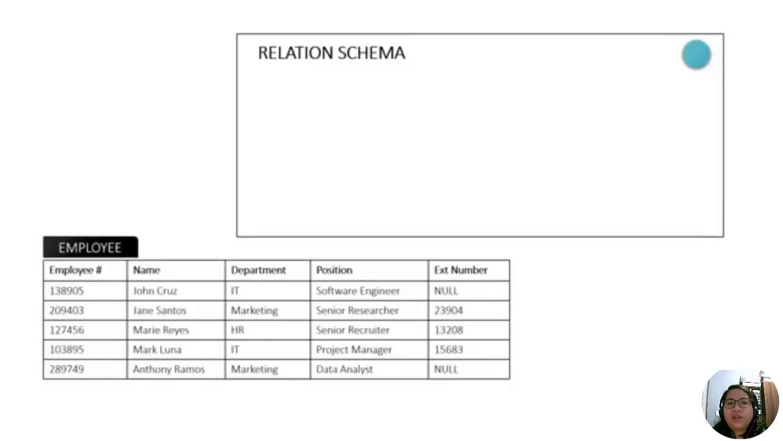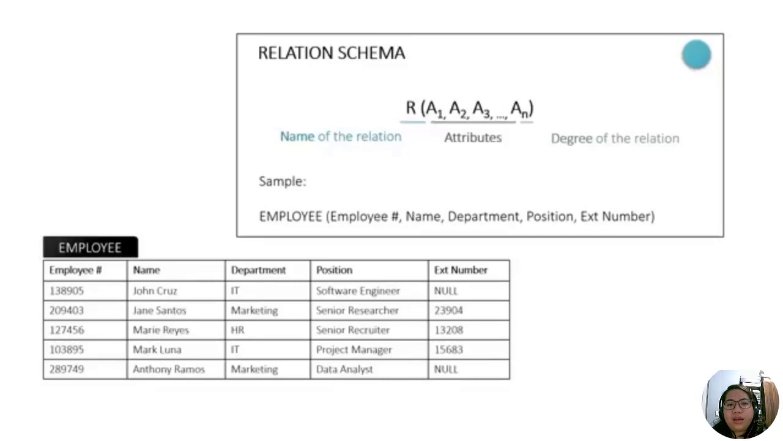Next, we have the relation schema, which is used to describe a relation. A relation schema R, denoted by R(attribute 1, attribute 2, attribute 3, ..., attribute n), is composed of the following: relation name R, and a list of attributes. In this example, the relation can be described by the following schema: employee(employee number, name, department, position, extension number). Up next, EJ will be discussing the properties of a relation.